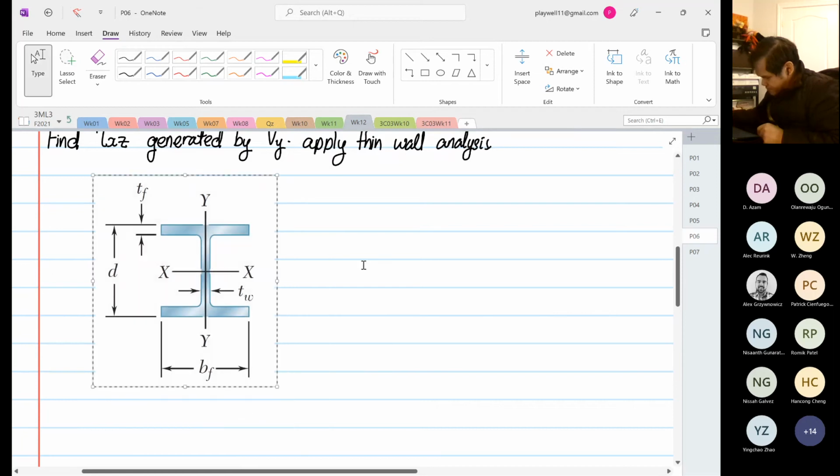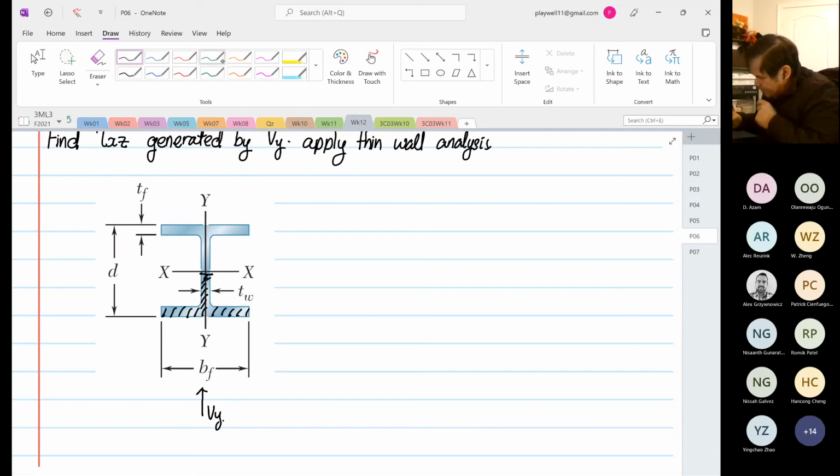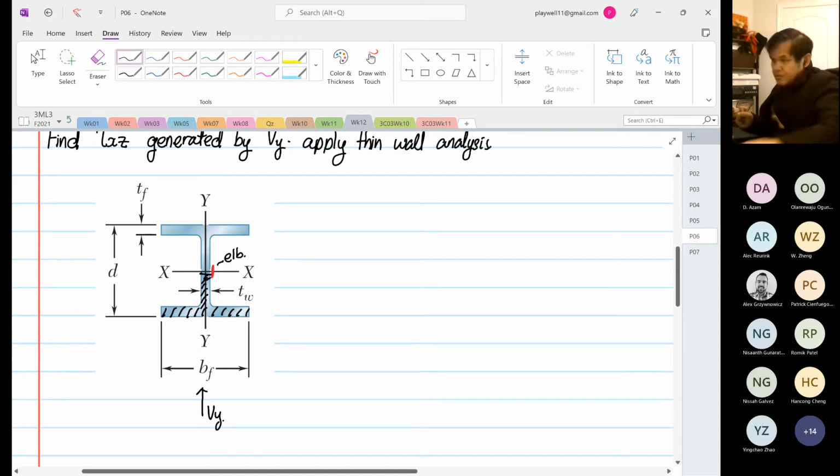So this is your Vy, right? For this case, you have to consider the entire area. You have to consider it because this is where element B is. This is where your element B is.